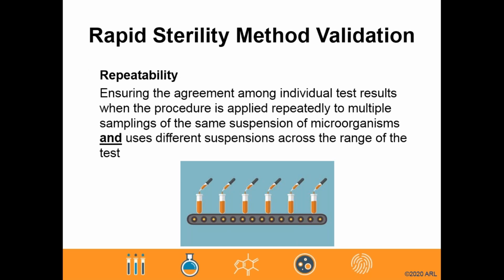Next is repeatability, which is defined as the degree of agreement among individual test results when the procedure is applied repeatedly to multiple samplings of the same suspension of microorganisms. It then also uses different suspensions across the range of the test to ensure the results are consistent and repeatable.